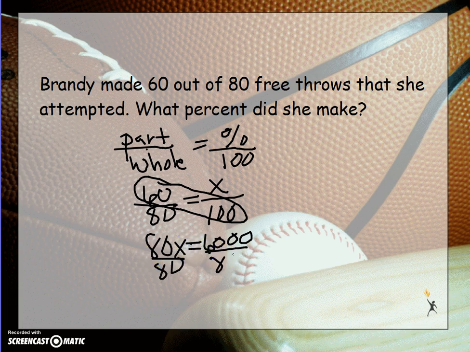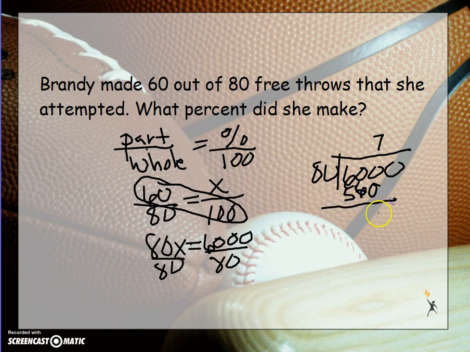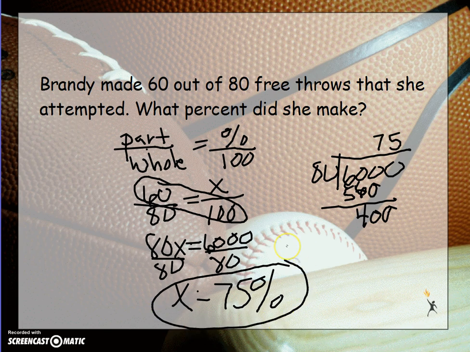So 6,000 divided by 80. 80 cannot go into 60, but it can go into 600 about 7 times. I subtract. And 80 can go into 400 5 times. So we're looking at 75% of the free throws that she made.